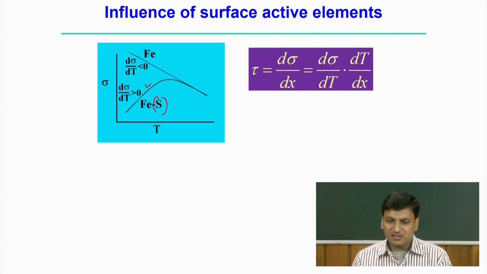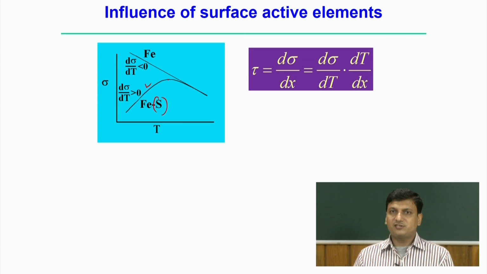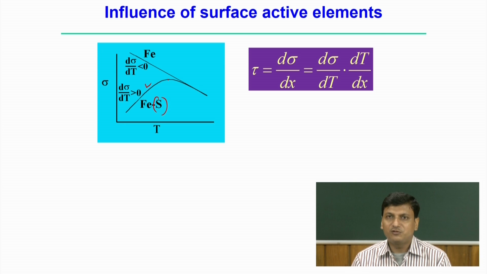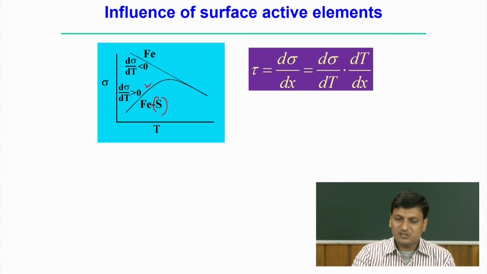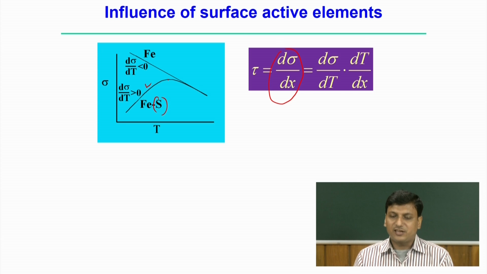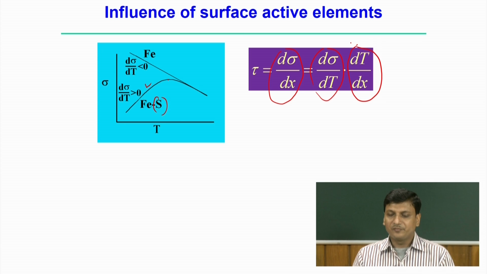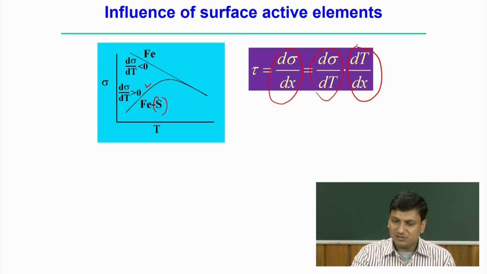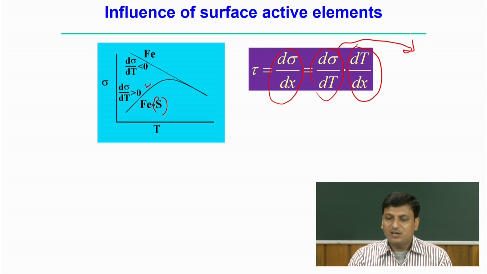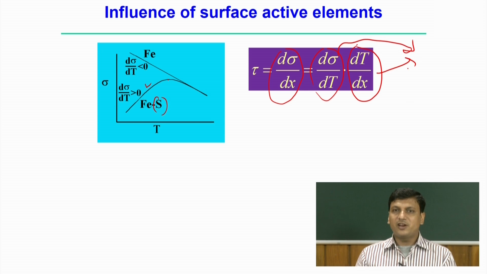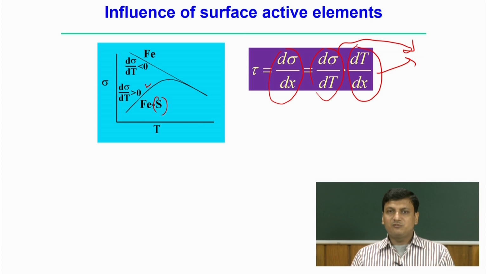So, let us see that this basically modifies the shear stress on the top surface of the weld pool, that means at the interface between the liquid medium and the gaseous medium. That shear stress can be represented by d sigma by d x, which can be represented as a function of temperature, d sigma by d T times d T by d x. The first one is called the temperature coefficient of the surface tension, and this is the temperature gradient. By multiplying these two, we can represent the shear stress value on the surface.